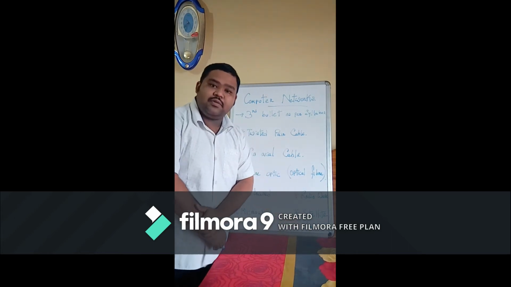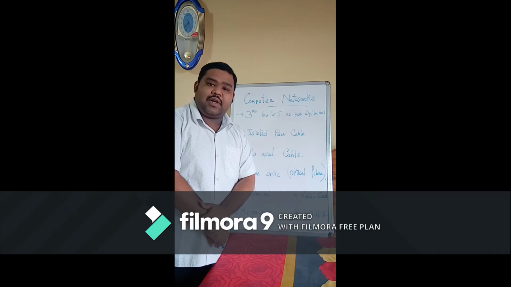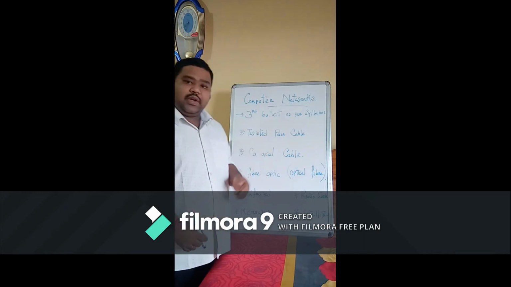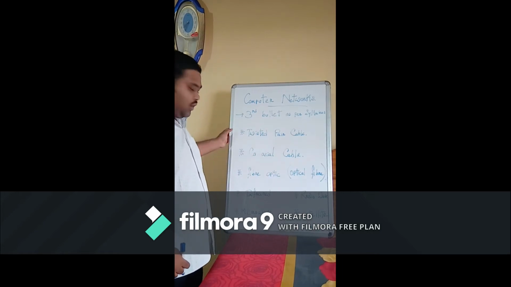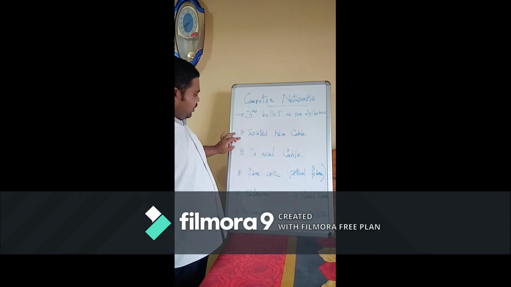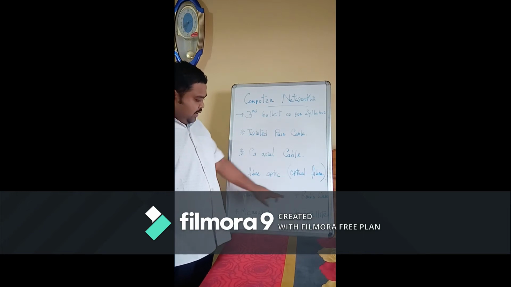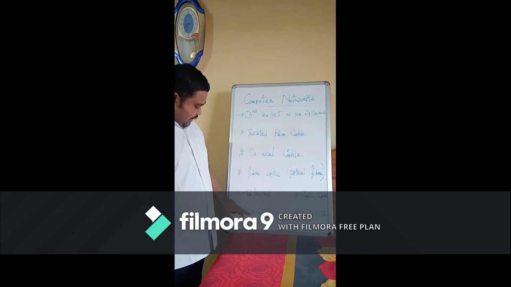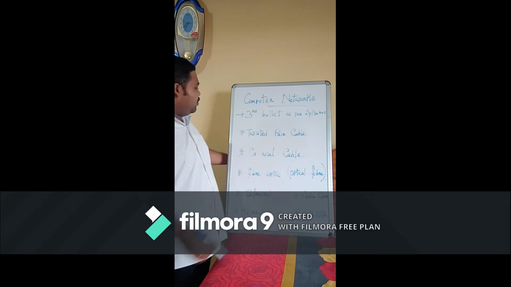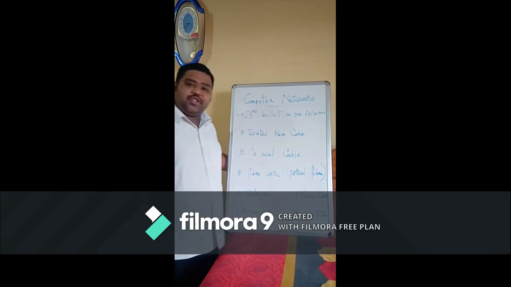Good morning. Today we will discuss the third bullet of the unit computer networks. In this bullet, these are the topics prescribed in the syllabus: twisted pair cable, coaxial cable, optical fiber, infrared, radio waves, microwaves, and satellite waves. Let me first explain what is twisted pair cable.